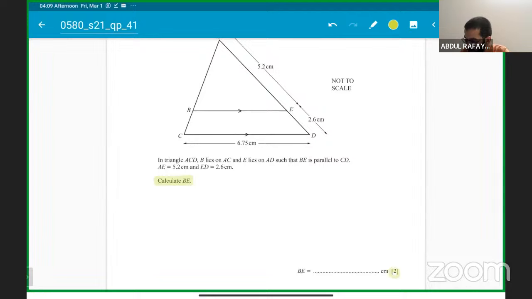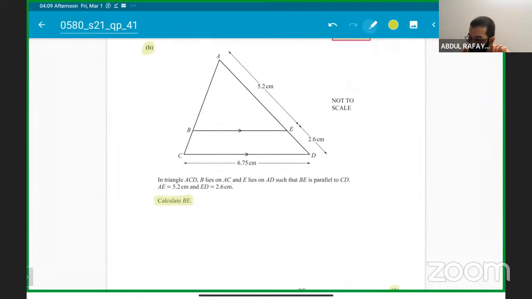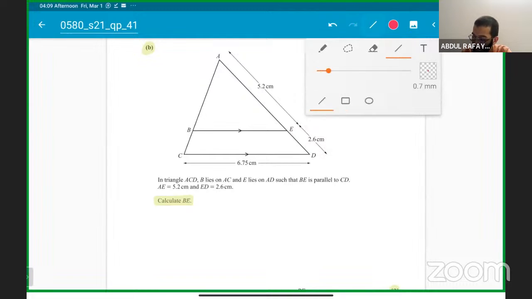Sir, we have to calculate the length of BE for 2 marks. Now let's read the question and see what information they are giving. They are telling us that in triangle ACD, B lies on AC, and E is lying on AD, such that BE is parallel to CD.